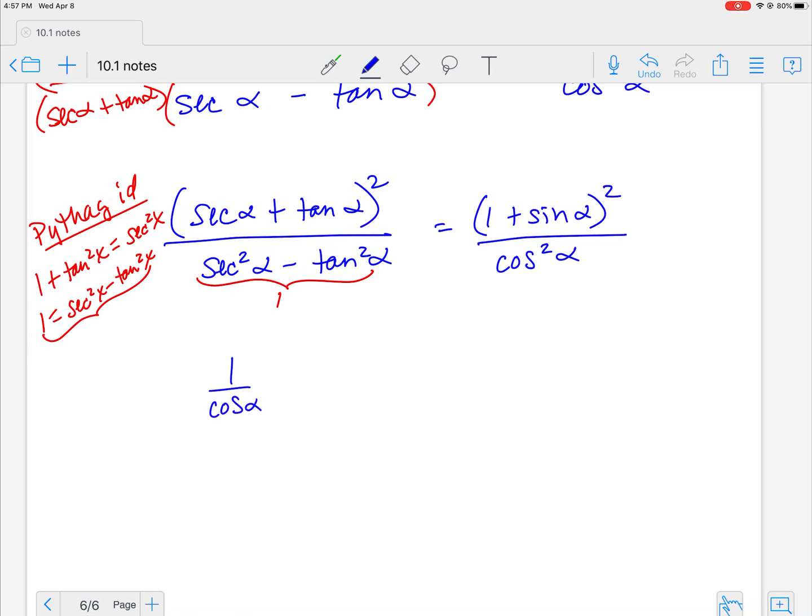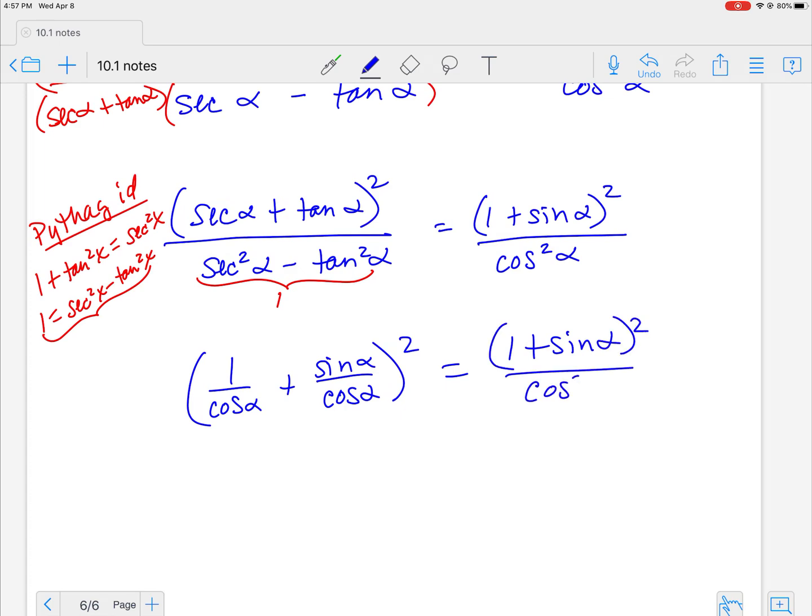See, that's where those identities play such a huge role, you guys. So that denominator is now 1. So all I have is my numerator on this left side. And I'm going to switch that up to be in terms of sine and cosine. So now I have 1 over cosine alpha plus sine over cosine. It just happened. Do you see that? You guys, do you see this?